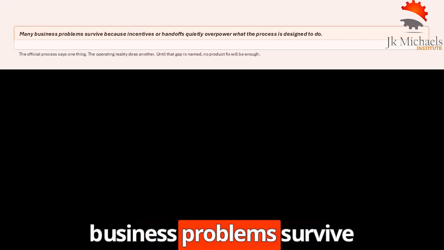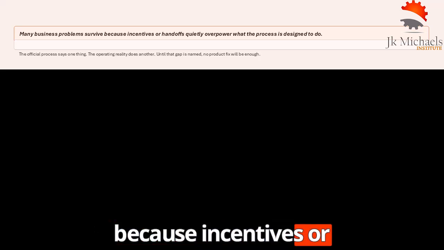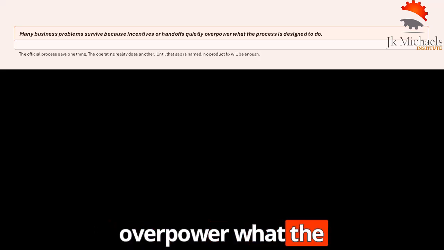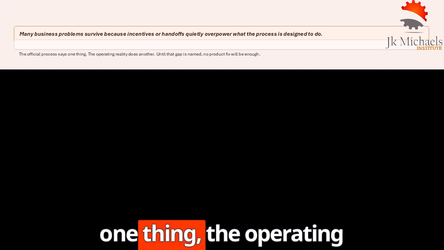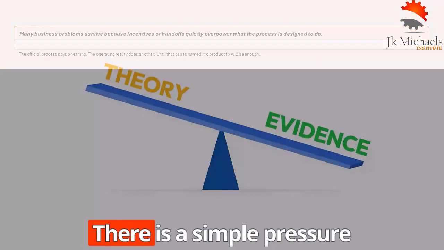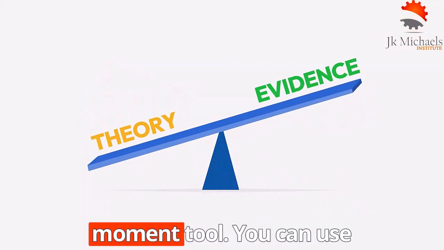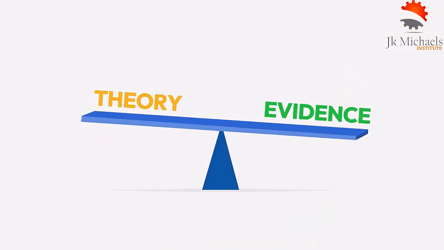Many business problems survive because incentives or handoffs quietly overpower what the process is designed to do. The official process says one thing, the operating reality does another. Until that gap is named, no product fix will be enough. There is a simple pressure moment tool you can use in the room.